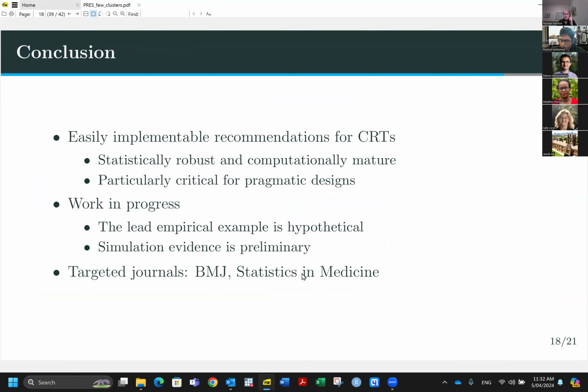All right, so we developed easily implementable recommendations for CRTs. It's robust in a statistical sense and computationally robust too. It's mature and easy to implement, there's going to be no issue of convergence, and it can be implemented for all CRTs, but pragmatic designs are just super critical. Another thing: this is a work in progress, and I hope there are some biostats people who are interested. I'm happy to join forces, but I sent an email to the wrong people. This paper is going to go to one of these journals once it's complete. Alrighty, 30 minutes. I did it.